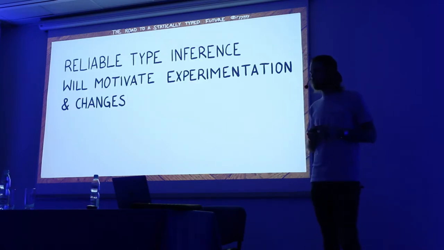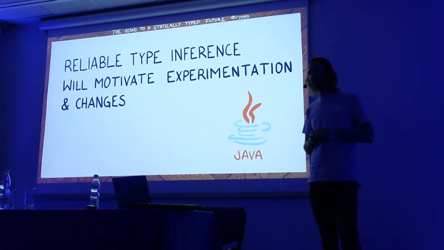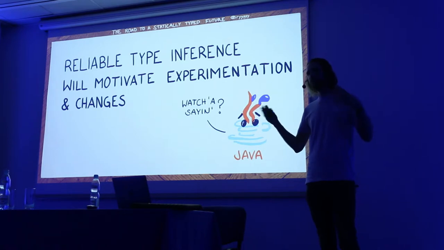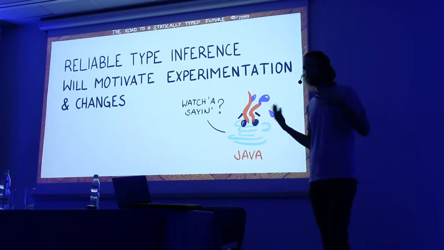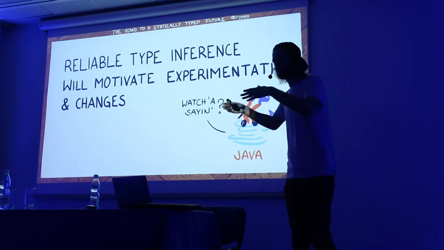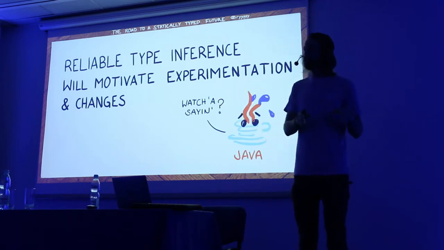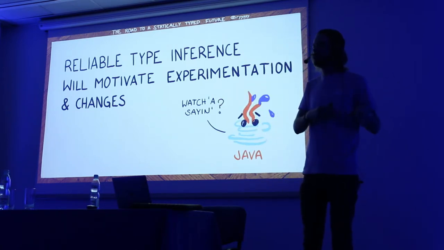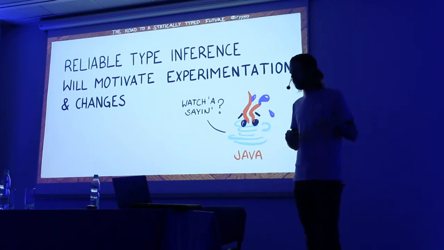Reliable type inference will motivate experimentation changes, is what I kind of tried to express. So if I think about Java, it's like, okay, I would like to introduce a new entity, so what do I need to do? Okay, I need to introduce a new class, which is the user object. Then I need to introduce properties, and I need to type them, and I need to generate getters and setters, and I need to, you know? It's like, you just wanted to try out one function with one data structure, and then you suddenly have to create a whole universe. Which is bad.